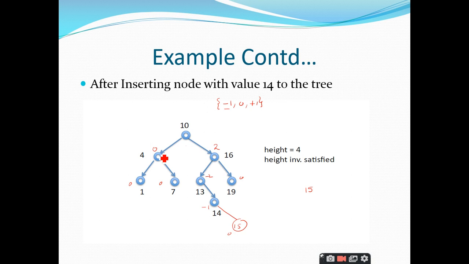Right. And what about this one, 10? Minus 2, sir. What is the height of the left subtree? It is 2, and the height of the right subtree is 1, 2, 3, 4. Right. So it is 4.